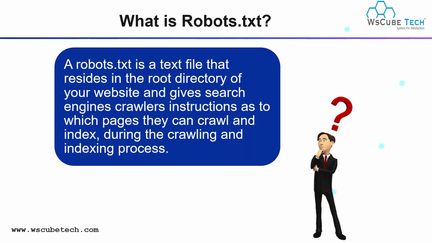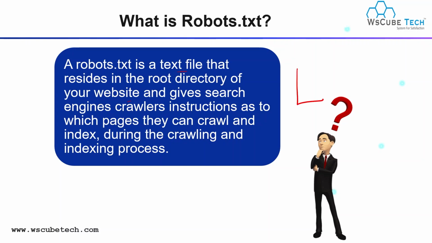So let's start with the basic definition of our Robots.txt file. A Robots.txt file is basically a text file that resides in the root directory of your website and gives search engine crawlers instructions as to which pages they can crawl and index during the crawling and indexing process.